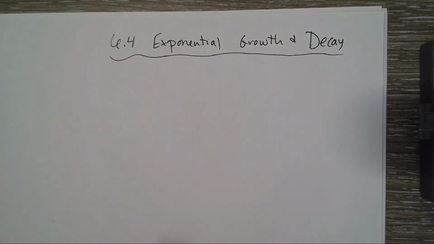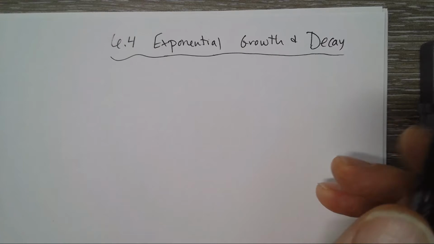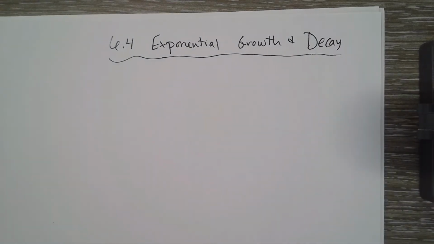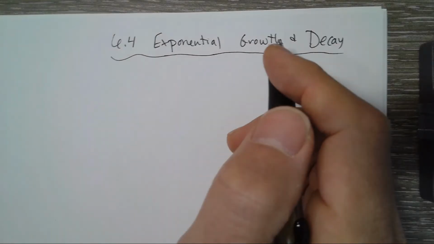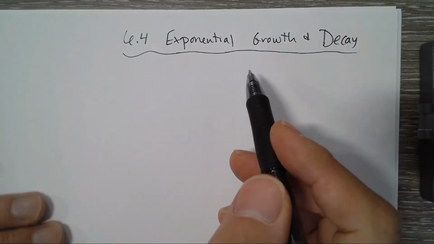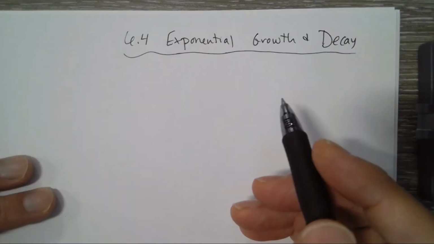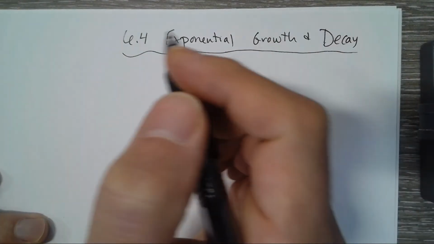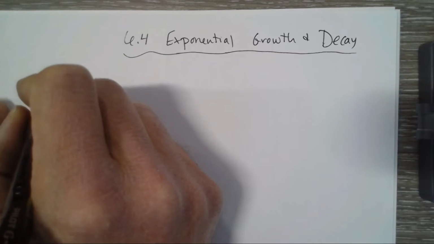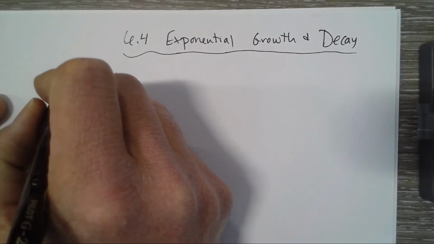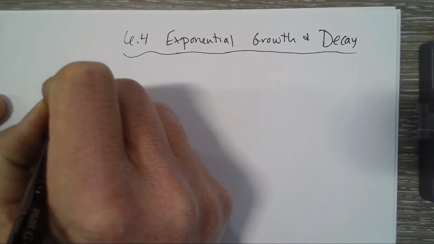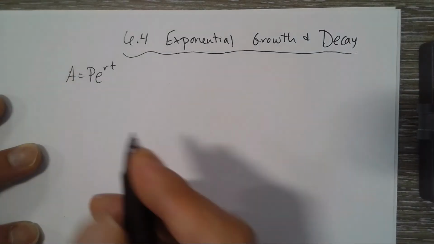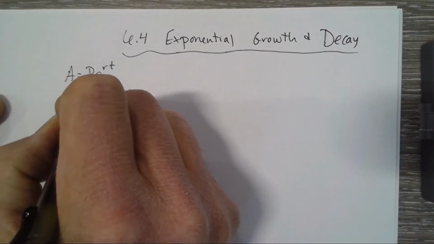Alright, 6.4 exponential growth and decay. It's not an easy section because there's all sorts of different exponential equations that you can use. You've got the money one where the amount is P e to the RT. That's exponentially growing. That's when it's compounded continuously.